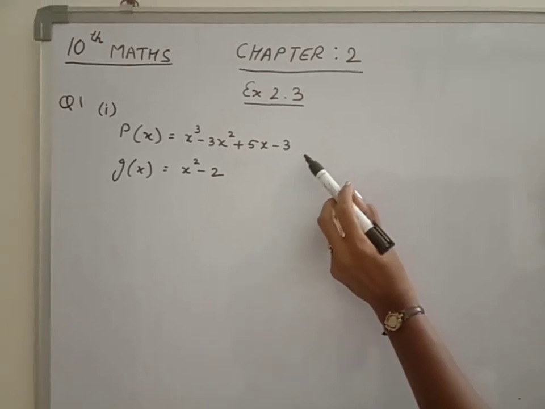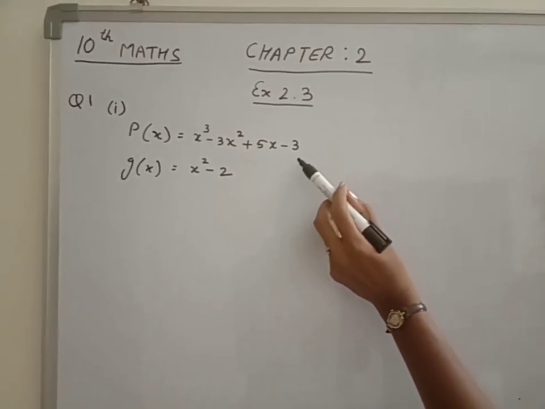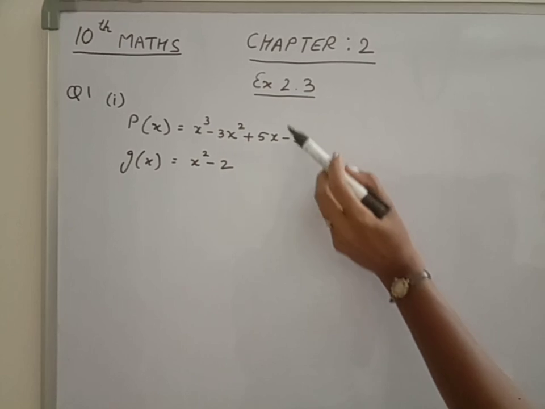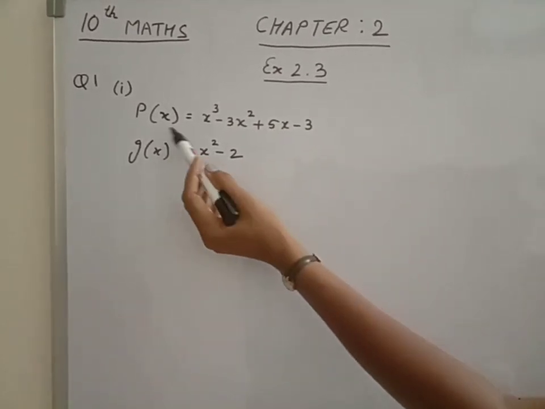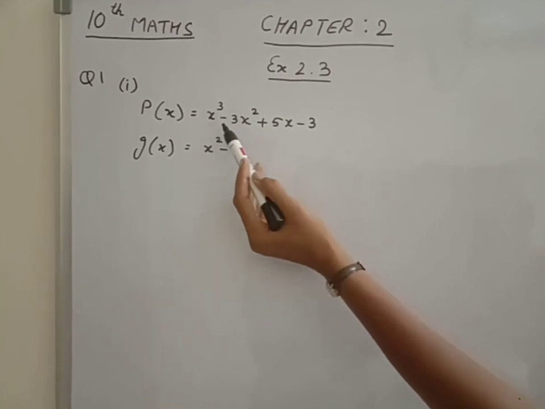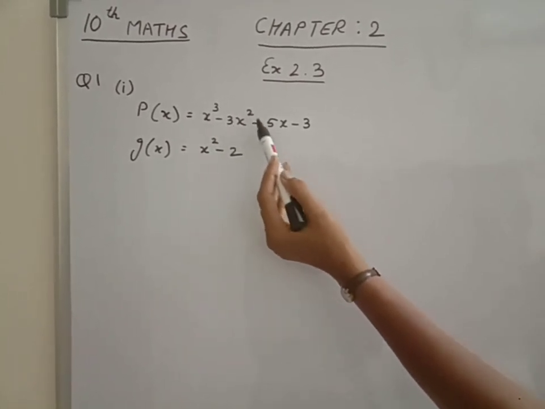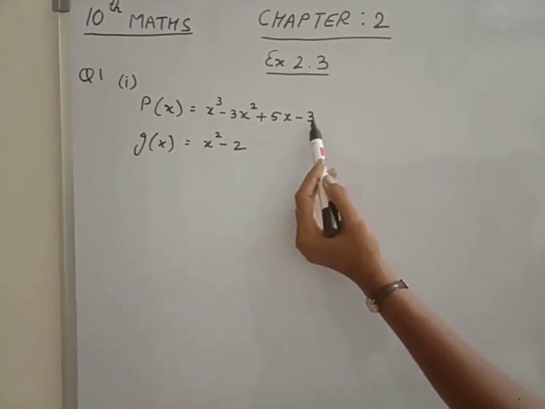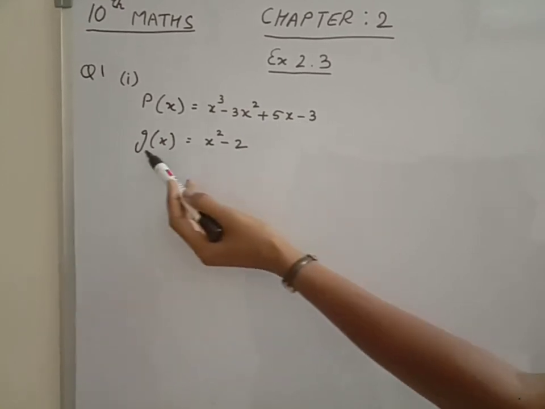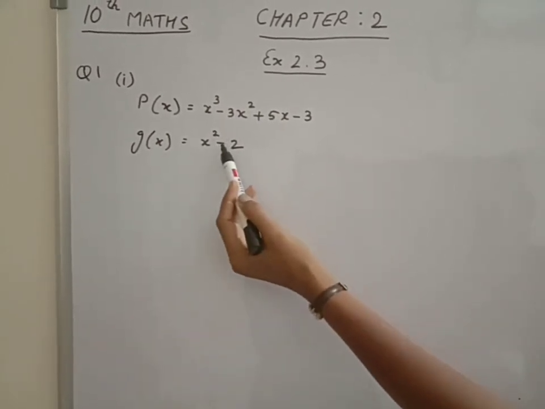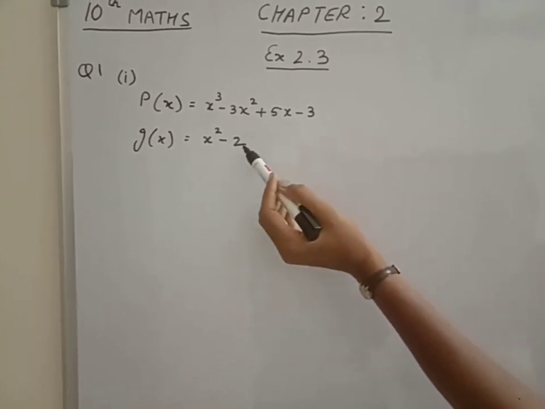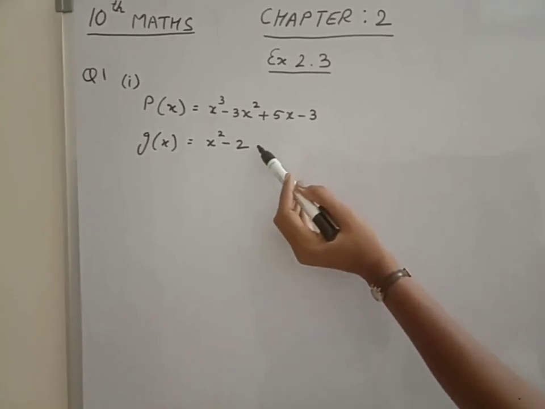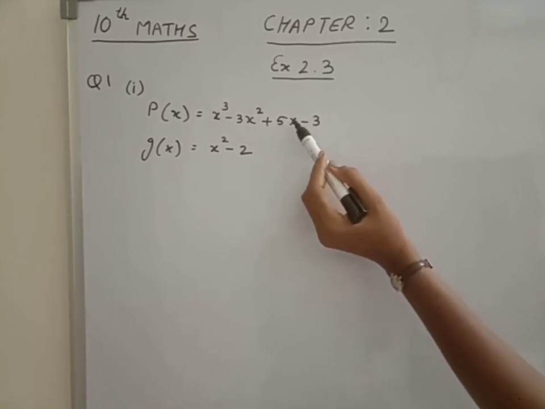Today we are going to learn the division of polynomials. So let us take the first question of exercise 2.3. In this question, p(x) is given as x cube minus 3x square plus 5x minus 3, and g(x) is given as x square minus 5. So we have to divide p(x) by g(x). Here g(x) is our divisor and p(x) is our dividend.